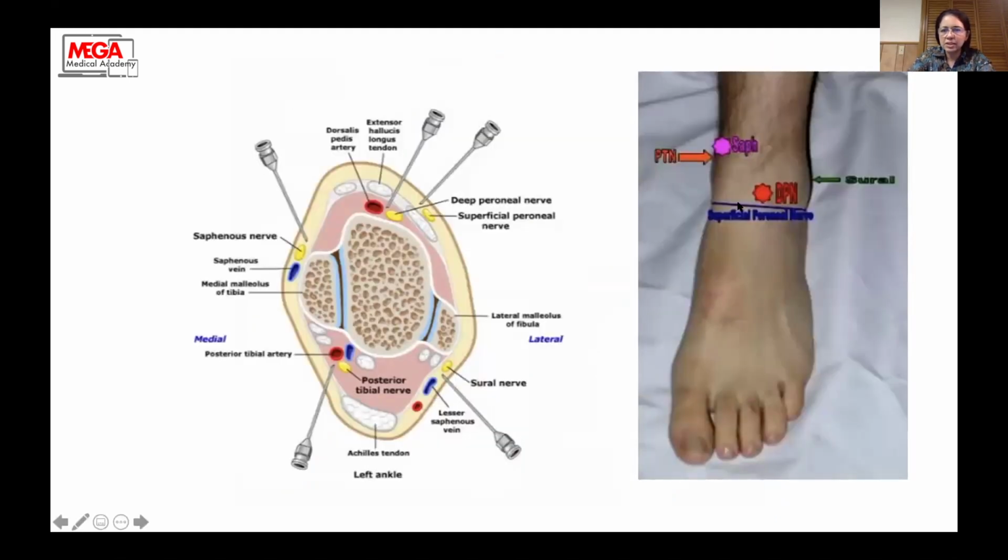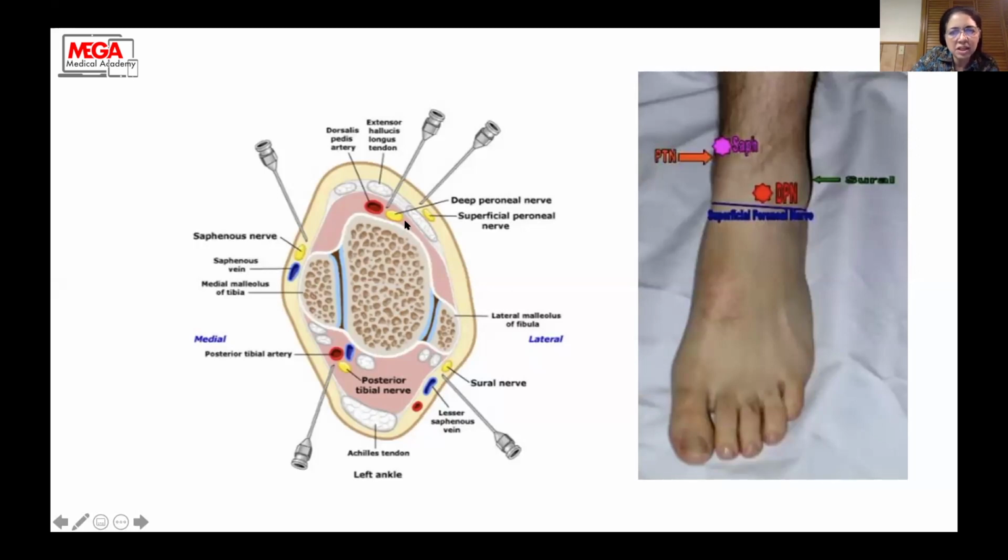So the ring block would cover the superficial peroneal. The deep peroneal is here, next to the anterior tibial artery, which continues to be the dorsalis pedis, and the saphenous nerve is on the medial side. The most important one is this one on the medial side behind the medial malleolus. This is the posterior tibial nerve, and it's posterior to the tibial artery. In front of the medial malleolus on the medial side is the saphenous.